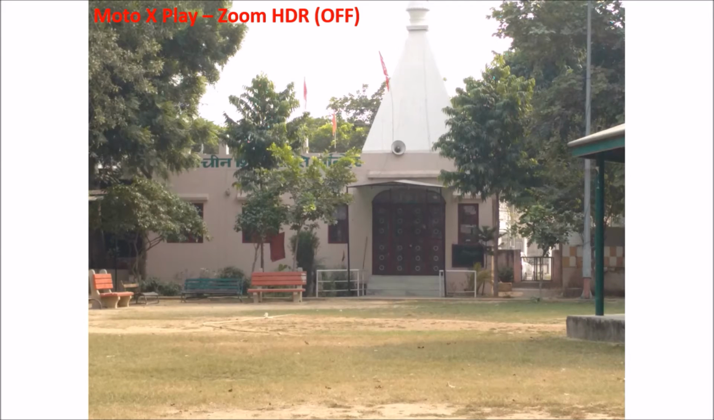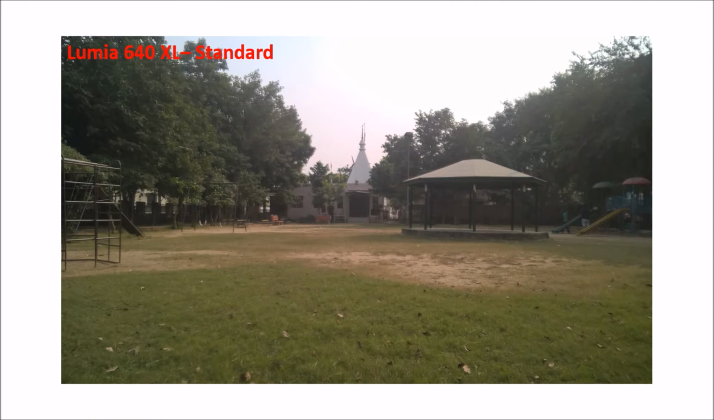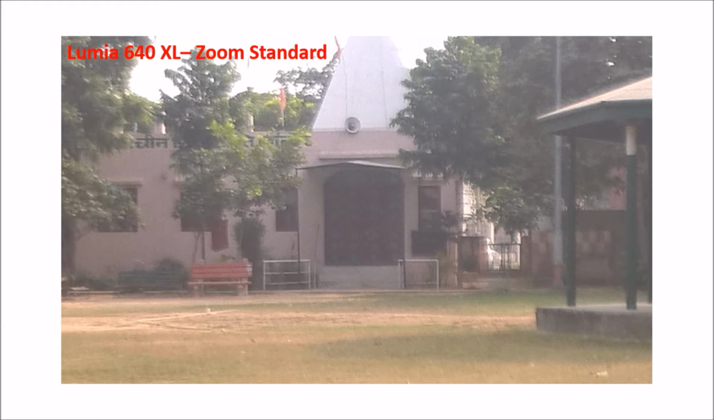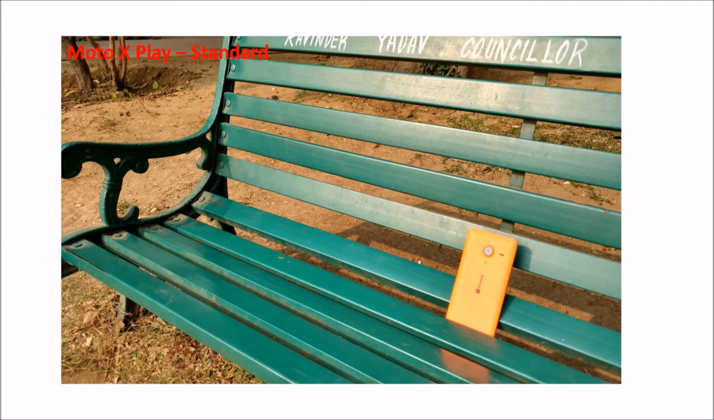Now let's see the 640 XL. This is the 640 XL with a standard shot, and this one is zoomed in. So you can see the zoom quality is not better here because it has a lower megapixel camera, 13 megapixels only. All right. And this is a Moto X Play shot taken of the 640 XL. In case you are wondering whether it's really a 640 XL or not, this is the 640 XL device in orange color. This is the standard shot.